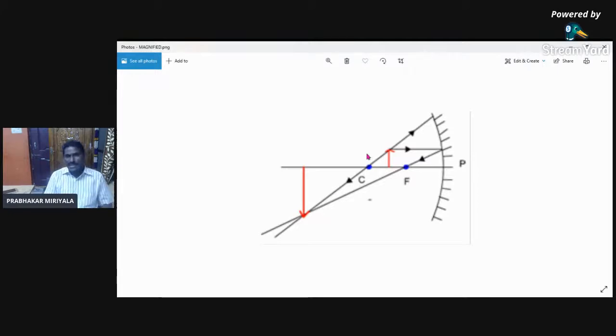If you observe the size of the object, this is the object and this is the image. If you observe the size of the image with respect to object, the size of the image is more than that of the object. అంటే ఆబ్జెక్ట్ కంటే ఇమేజ్ అనేది పెద్దగా ఉంది కాబట్టి this type of images are called as magnified images. Magnified image is magnified or enlarged. అంటే ఆబ్జెక్ట్ సైజ్ తో కంపేర్ చేస్తే ఇమేజ్ సైజ్ చిన్నగా ఉంటే డిమినిష్డ్ అంటాం. ఆబ్జెక్ట్ సైజ్ తో కంపేర్ చేస్తే ఇమేజ్ సైజ్ పెద్దగా ఉంటే ఎన్లార్జ్డ్ ఆర్ మ్యాగ్నిఫైడ్ అంటాం.